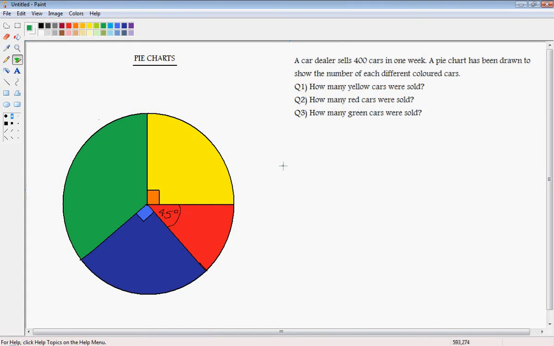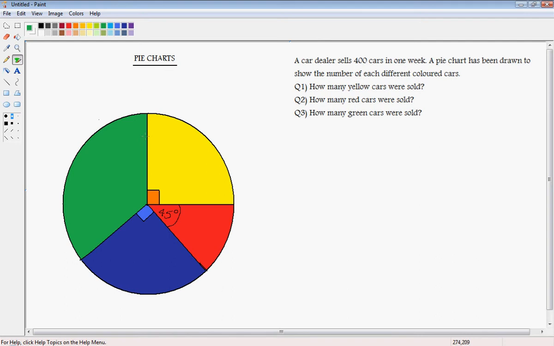Okay, so pie charts. This is how we read them. We have a pie chart here, and it says that a car dealer sells 400 cars in 1 week. A pie chart has been drawn to show the number of different coloured cars. Then we have 3 questions. This pie represents all 400 cars.